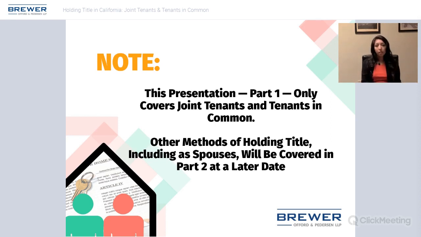So I said this earlier, but I just want to repeat that this presentation is only covering joint tenants and tenants in common. As I previously said, there are four recognized ways to hold property in California: JT, TIC, TIP, which is tenancy in partnership, and CP, which is community property. My next webinar is going to cover holding title to property as spouses, so community property, and that will also discuss community property with right of survivorship.